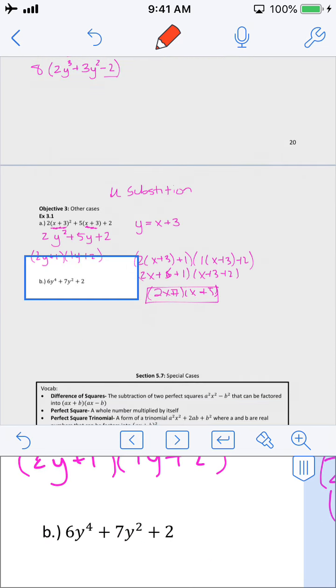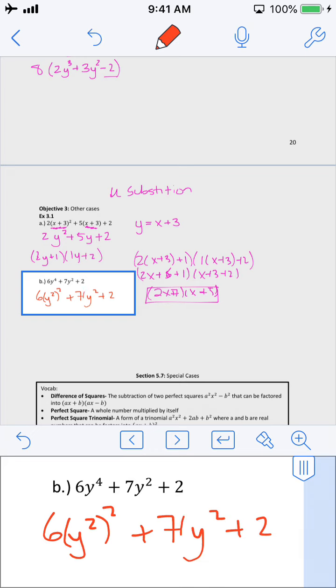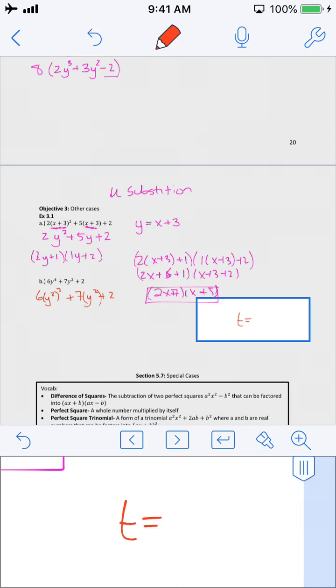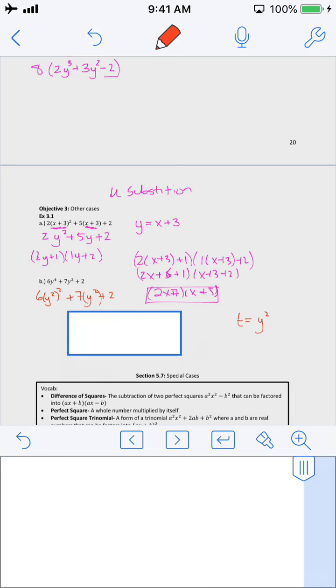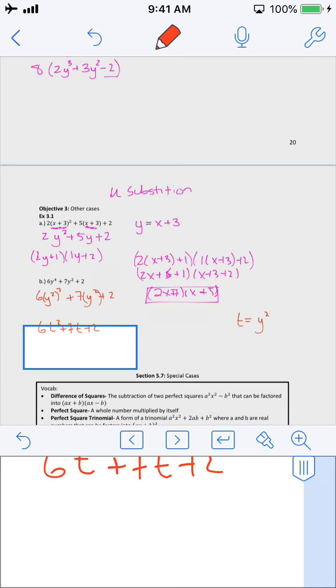Here I can see a doubling idea here. So if I were to rewrite that 4 as squared squared, I can kind of see what I might want to take out. Y squared. If I make, I don't know, t. T is equal to y squared. Or x if it makes you feel more comfortable. If you like x, just go with x. But then if I have 6t squared plus 7t plus 2, well, I know how to factor that. That one's easier, right? I can do that.